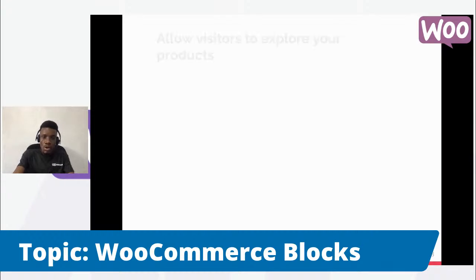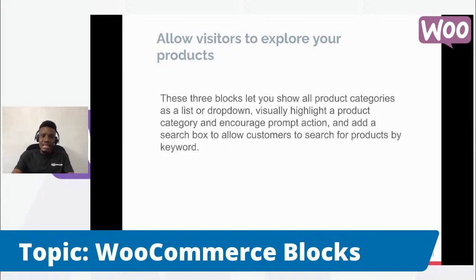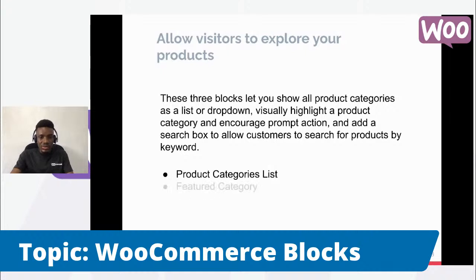All right, we also have blocks that allow visitors to explore your products. What these blocks do is let you show all product categories as a list or dropdown, and they allow you to visually highlight a product category and encourage prompt action. They also allow you to add a search box so customers can search for products they're interested in by product keywords. Not to worry, we're going to get into the practical aspect of this soon, and you get to experience how this really works.